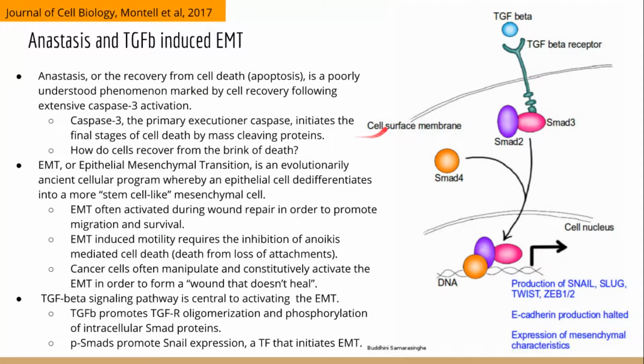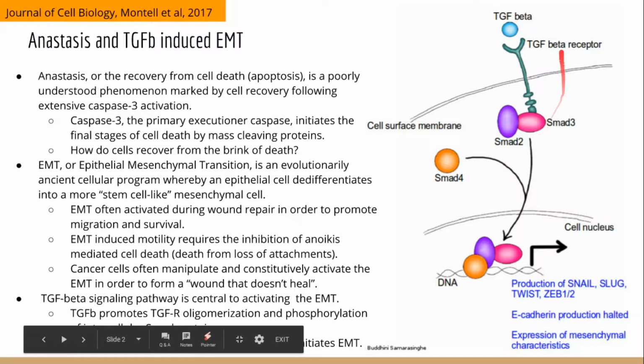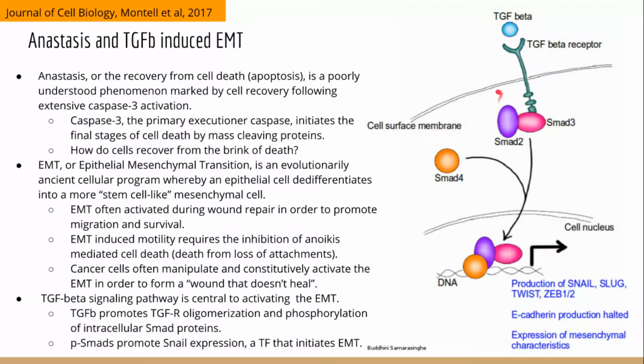And so before answering these big questions, we need to also cover this process of an EMT. And it's usually associated with TGF-beta signaling. This is the TGF-beta signaling pathway that we're going to get into in a second. So the EMT stands for epithelial mesenchymal transition, and that's what it is. It's basically when an epithelial cell reprograms itself to function as a motile mesenchymal cell, like a fibroblast.